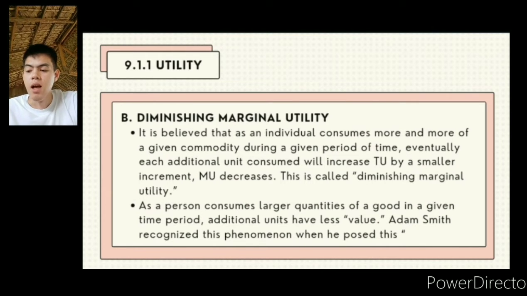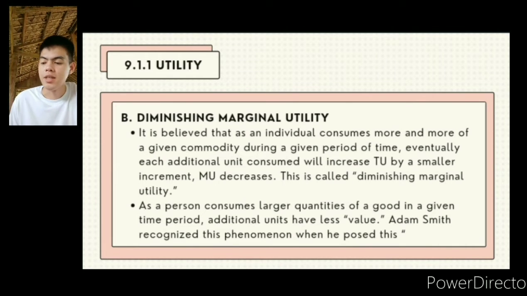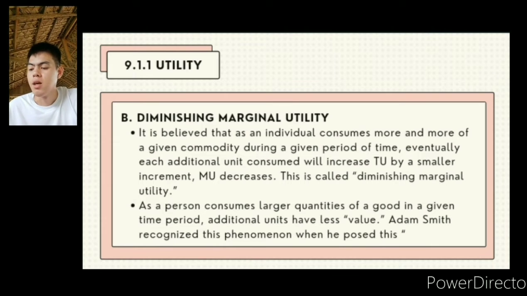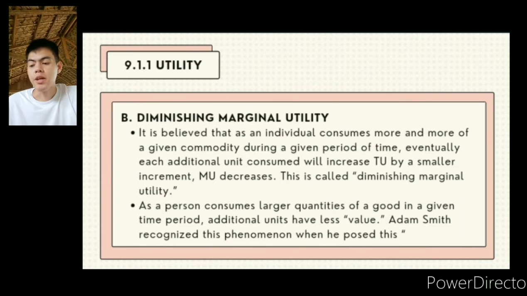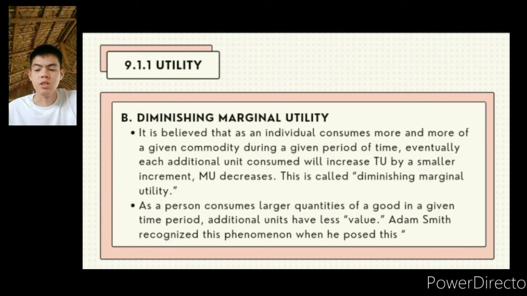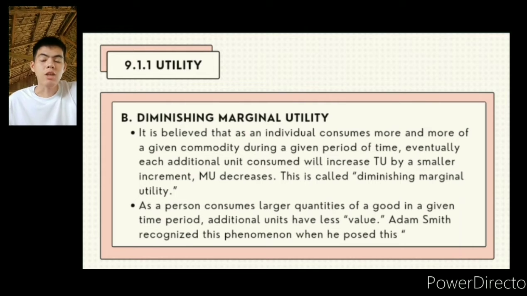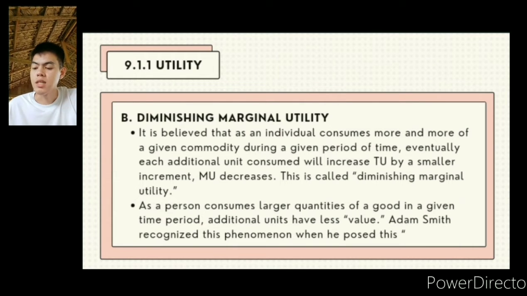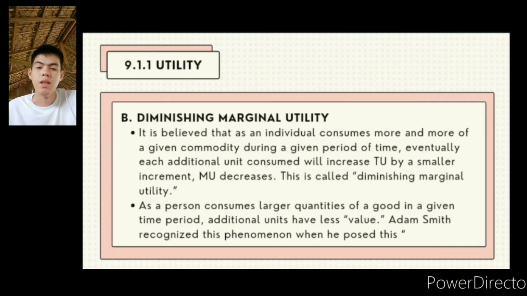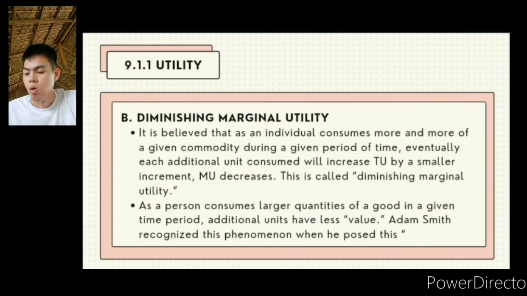Dito naman, kapag nag-consume ang isang tao o ang individual during a given period of time ng mga goods, syempre, tataas yung total utility. At tulad nung sabi ko kanina, bababa o mag-decrease yung marginal utility. O ito na nga yung tinatawag nating diminishing marginal utility.